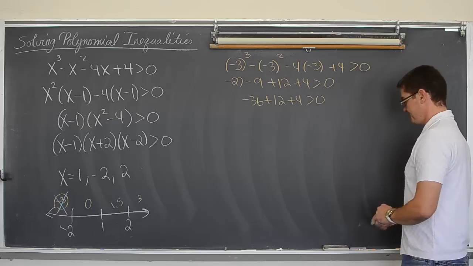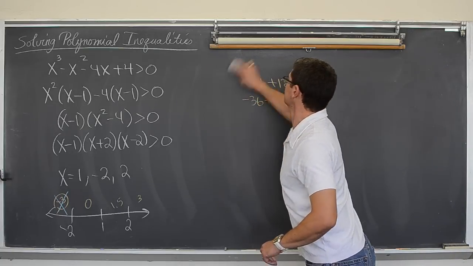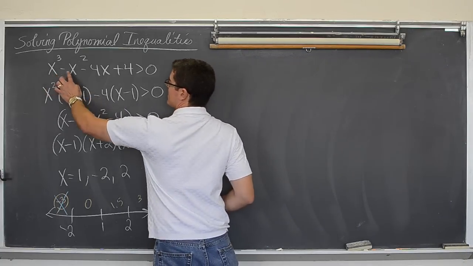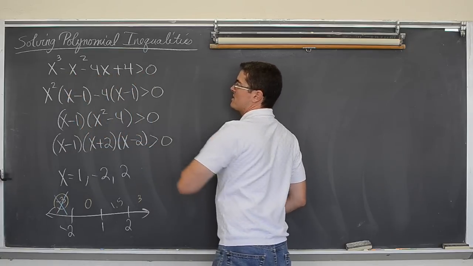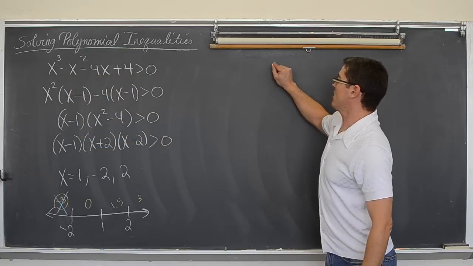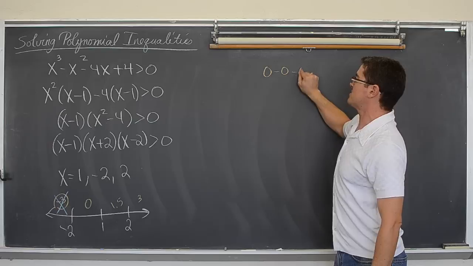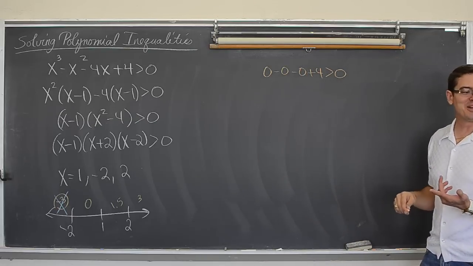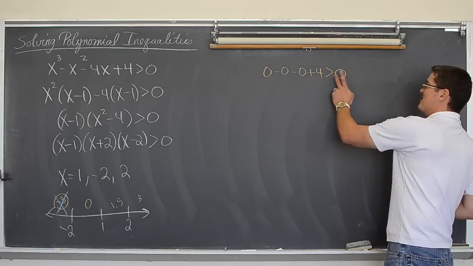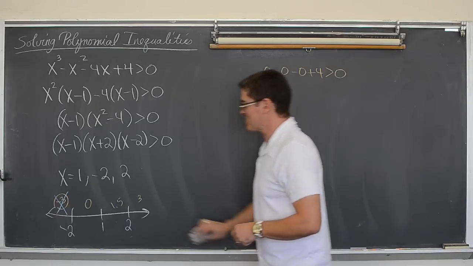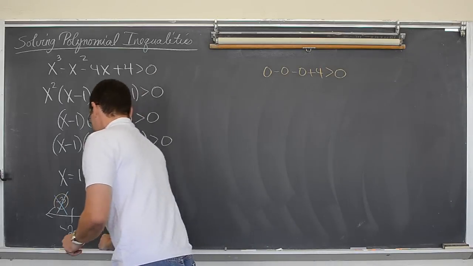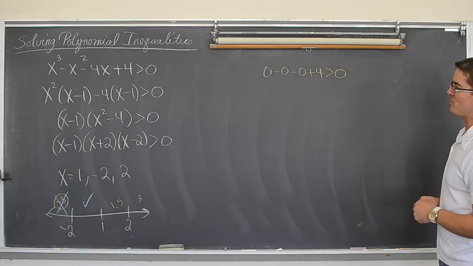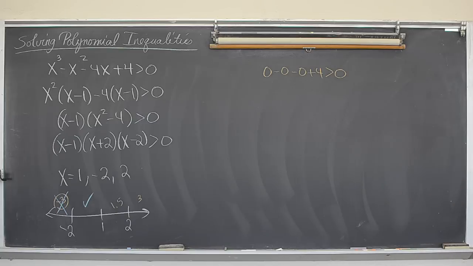Let's try 0. Well, that's going to be easy. 0, 0, 0 plus 4 greater than 0. So if I plug in 0, I'm going to have 0 minus 0 minus 0 plus 4 is greater than 0. Well, that's going to be pretty nice, right? 4 is greater than 0, so this section does work out. And now I'm kind of pausing because I'm realizing I have to work out a decimal here and I don't have a calculator.